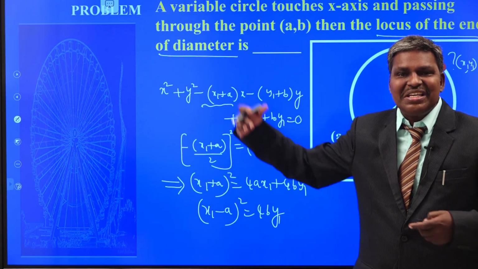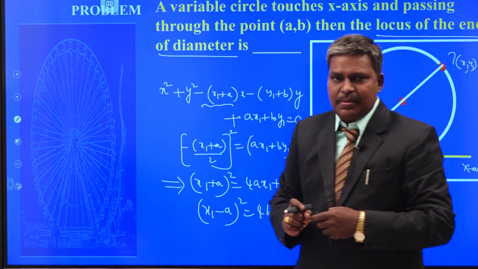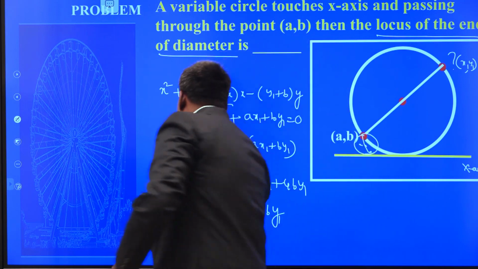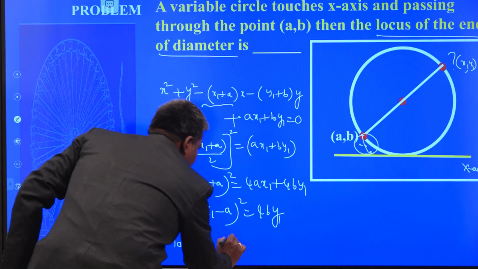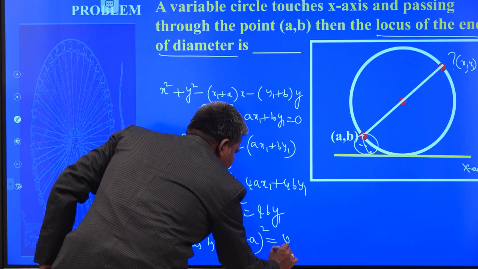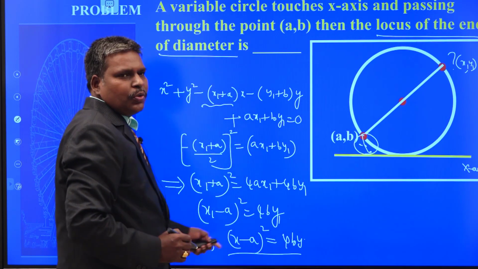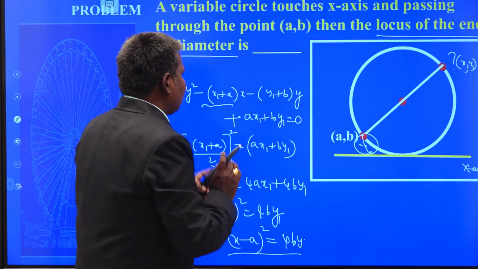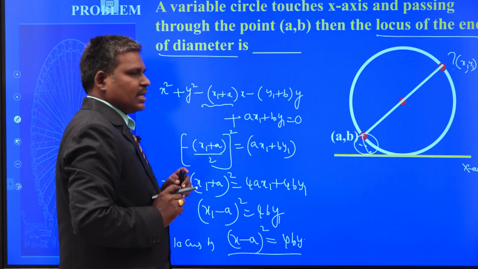These are the extremities of the diameter of your circle. Those are passing through your point (a, b). Am I correct or not? So can you write the locus of (x1, y1) or not? So the required locus is (x minus a) whole square is equal to 4by. It represents a parabola. That is out of story. In this manner we can find the locus of the other end of the diameter of the circle.